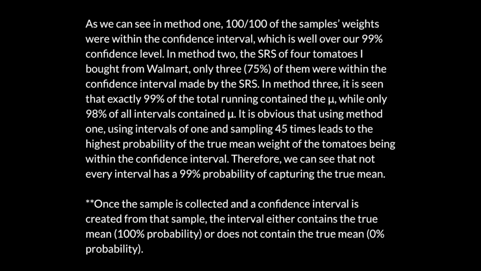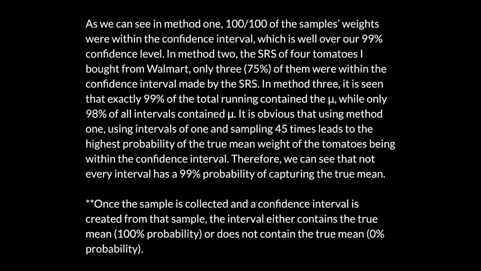So the conclusion is, as we can see in method 1, 100 of 100 of the samples' weights were within the confidence interval, which is well over our 99% confidence level. In method 2, the SRS of 4 tomatoes I bought from Walmart, only 3, which is 75% of them, were within the confidence interval made by the SRS. In method 3, exactly 99% of the total runs contained the mu, while only 98% of all intervals contain mu. It is obvious that using method 1, using intervals of 1 and sampling 45 times, leads to the highest probability of the true mean weight of the tomatoes being within the confidence interval.